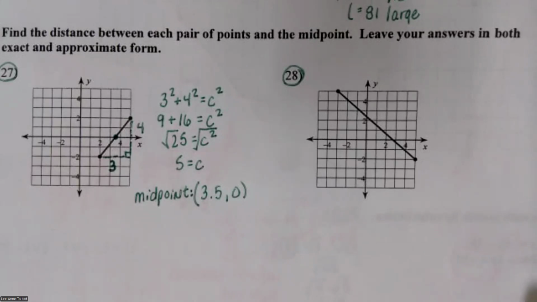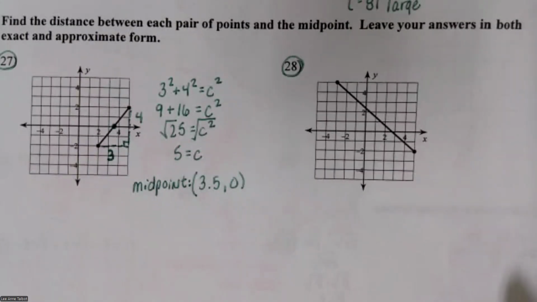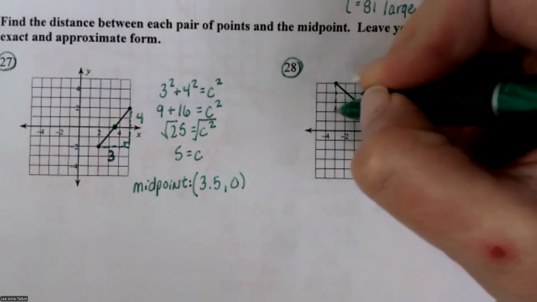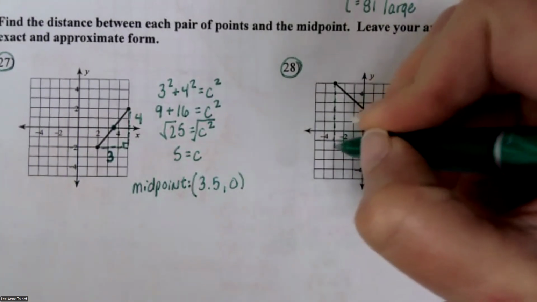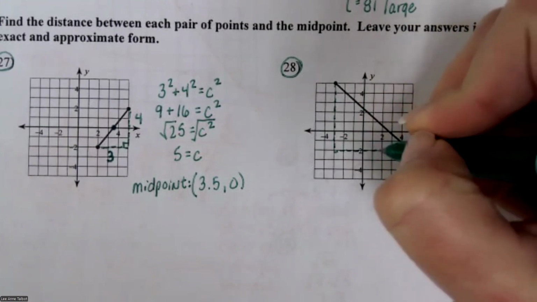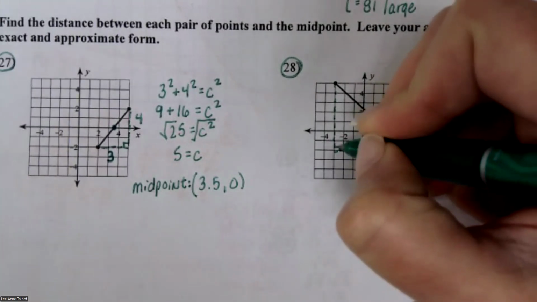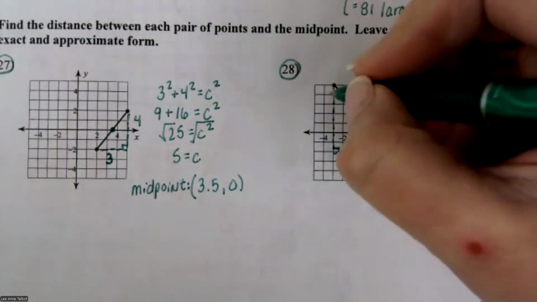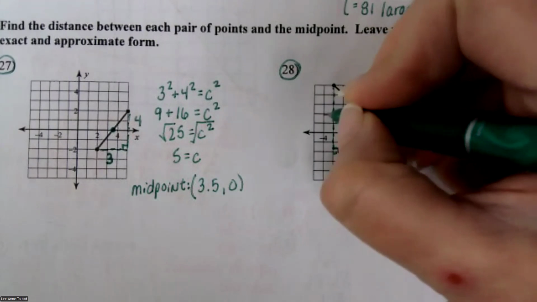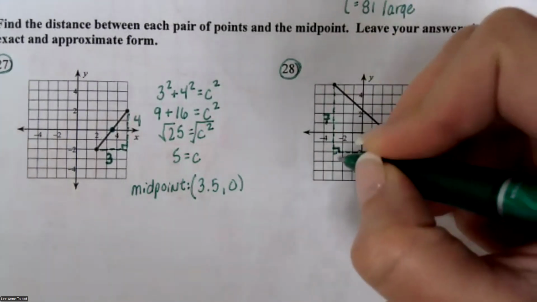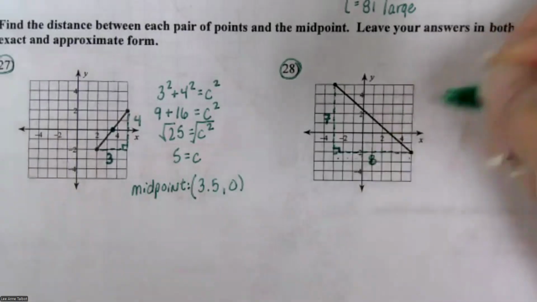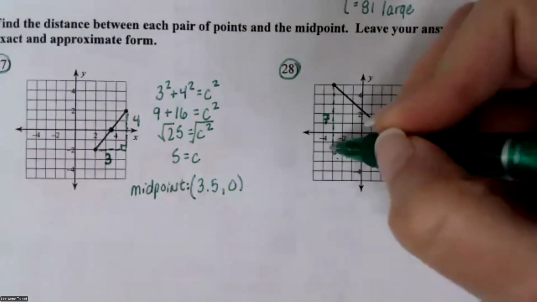Any questions about number 27? I like that one. It's satisfying. Okay, 28. Made my right triangle. Let's see. 1, 2, 3, 4, 5, 6, 7. 1, 2, 3, 4, 5, 6, 7, 8. Thought it was going to be isosceles for a second.